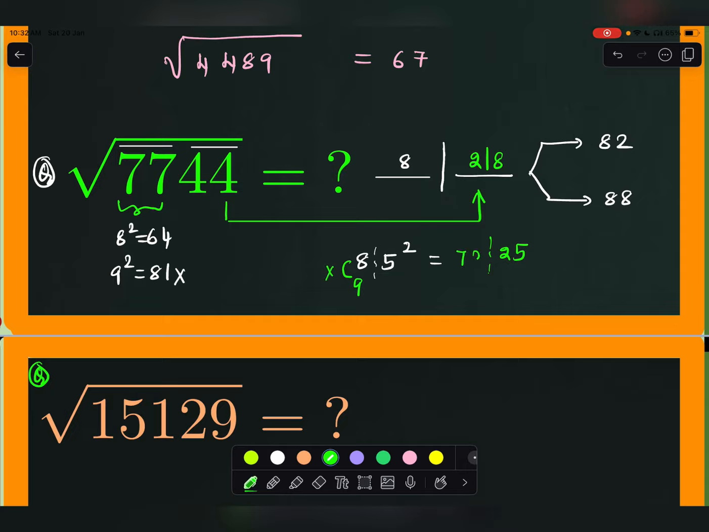So 8 times 9, how much? We will get 72. So 85 squared is what? 7225. But your radicand value 7744 is more than 85 squared. Clearly we know that. Your answer is what? 88, not 82. In this fashion, we can find the square roots of numbers very comfortably, right?